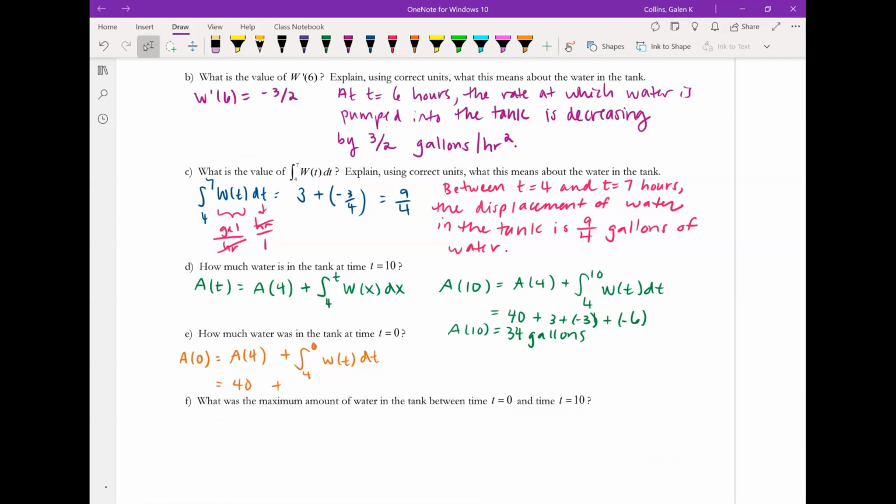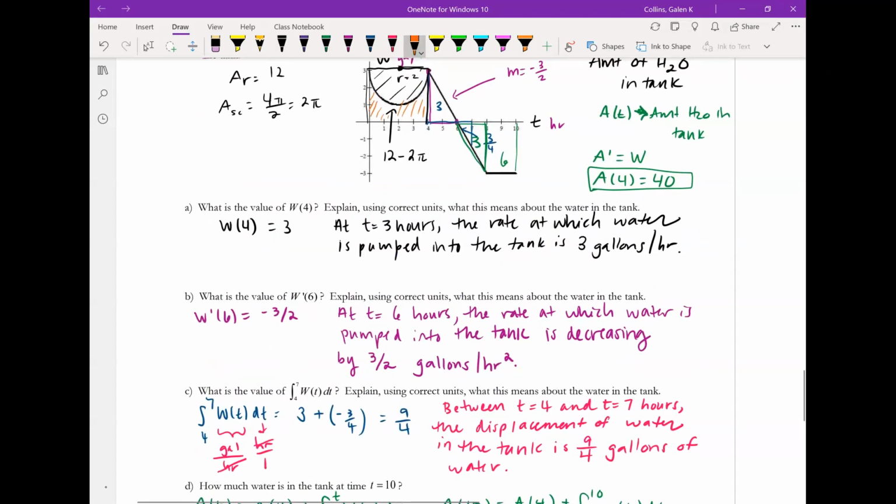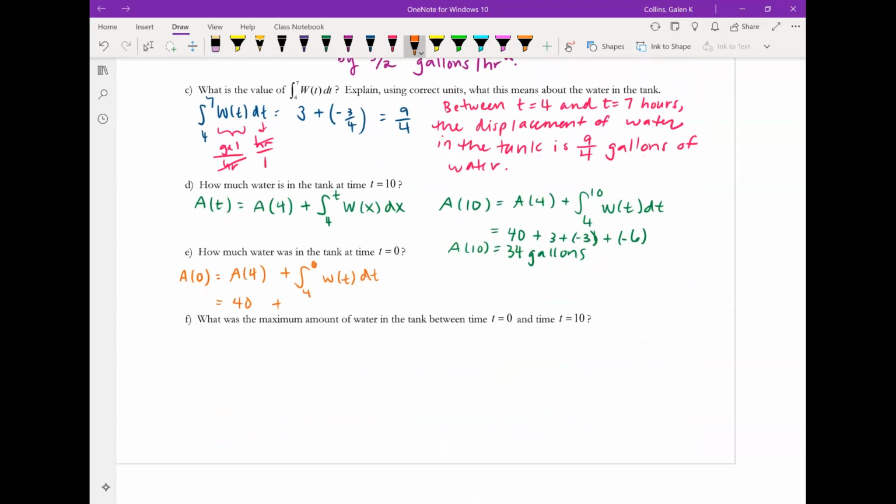Okay, so remember though, since we're moving from right to left instead of left to right, that's going to be a negative. So I'm going to multiply 12 minus 2 pi by a negative 1 out in front. So my area is really 40 minus 12 plus 2 pi, since that negative would get distributed to both the 12 and the 2 pi. So that is 28 plus 2 pi. And then again, that would be gallons of water.